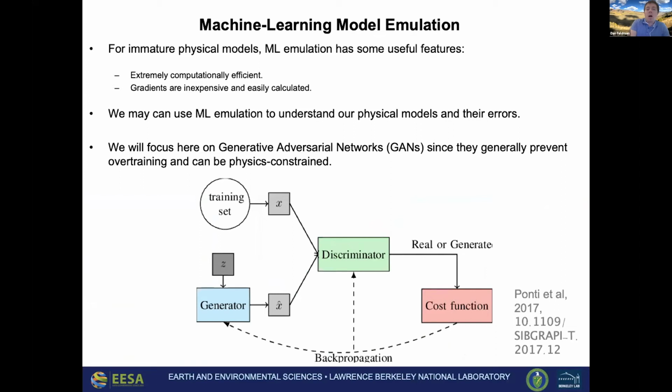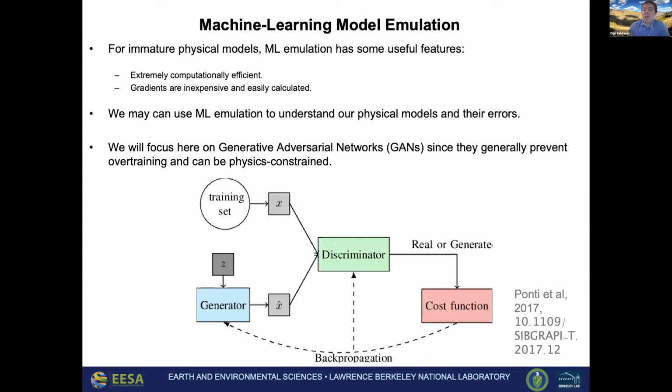We can use model emulation because it's extremely computationally efficient, and gradients within the emulated model are inexpensive and easily calculated. It's very difficult and computationally expensive to calculate gradients of physical process models, but it is relatively straightforward with machine learning models, and we can use ML model emulation to understand physical models and their errors.